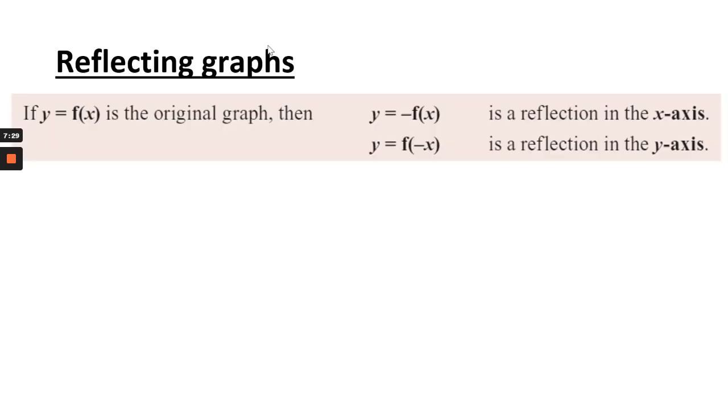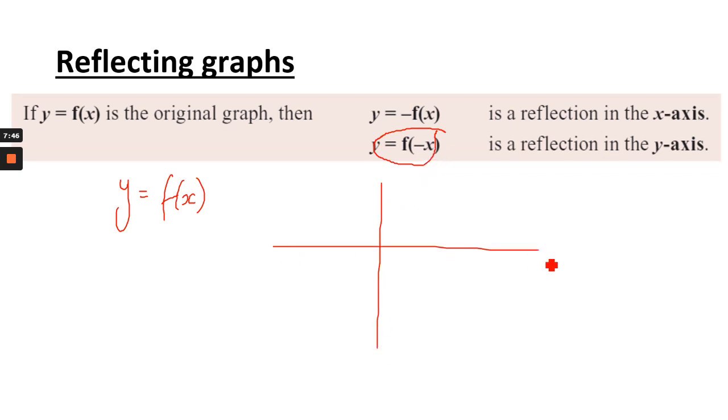Okay, the second part is reflecting graphs. So if we've got y equals f of x, the best way that I can understand the second one is it says inside the brackets minus x. It means all of the x coordinates have been flipped. All of the x coordinates have been reversed.